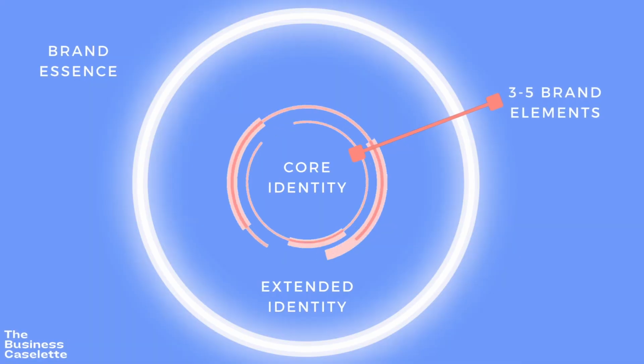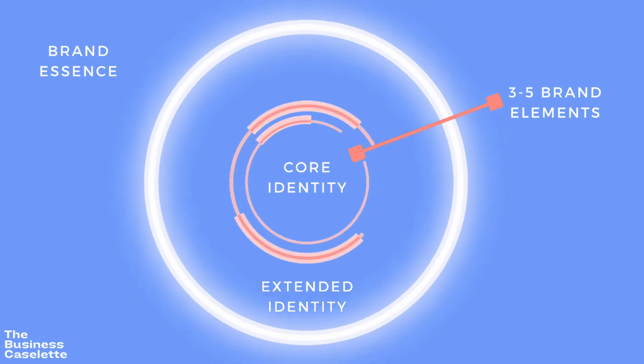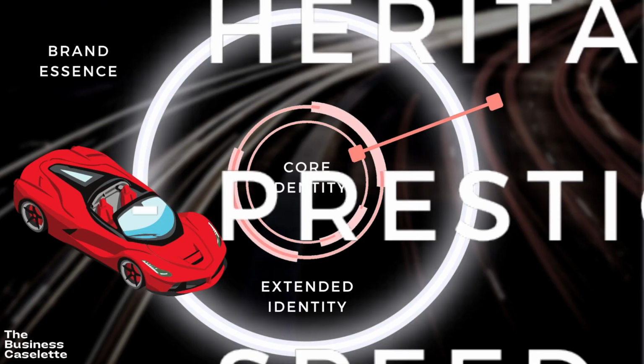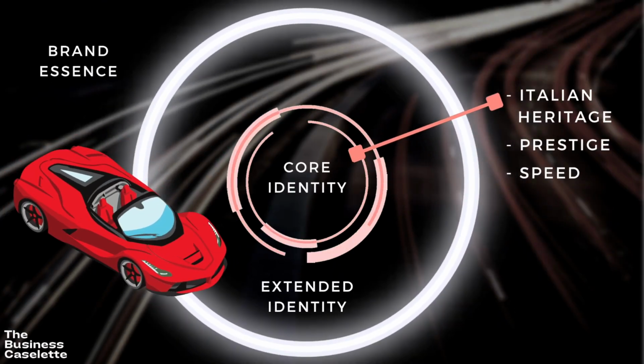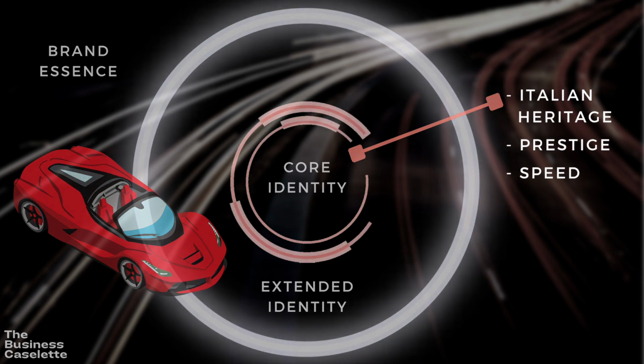A brand's core identity is made up of 3 to 5 core brand elements that truly define the brand. These elements are what really sets the brand apart from other brands, the differentiating factors. How do you know which brand elements are core brand elements? Well, the core elements should be truly crucial to the brand's identity. Subtract one of these elements and the brand loses its way. That's when you know you've found a core identity. Think of Ferrari. A few core elements might be their Italian heritage and history, their prestige, and their speed.